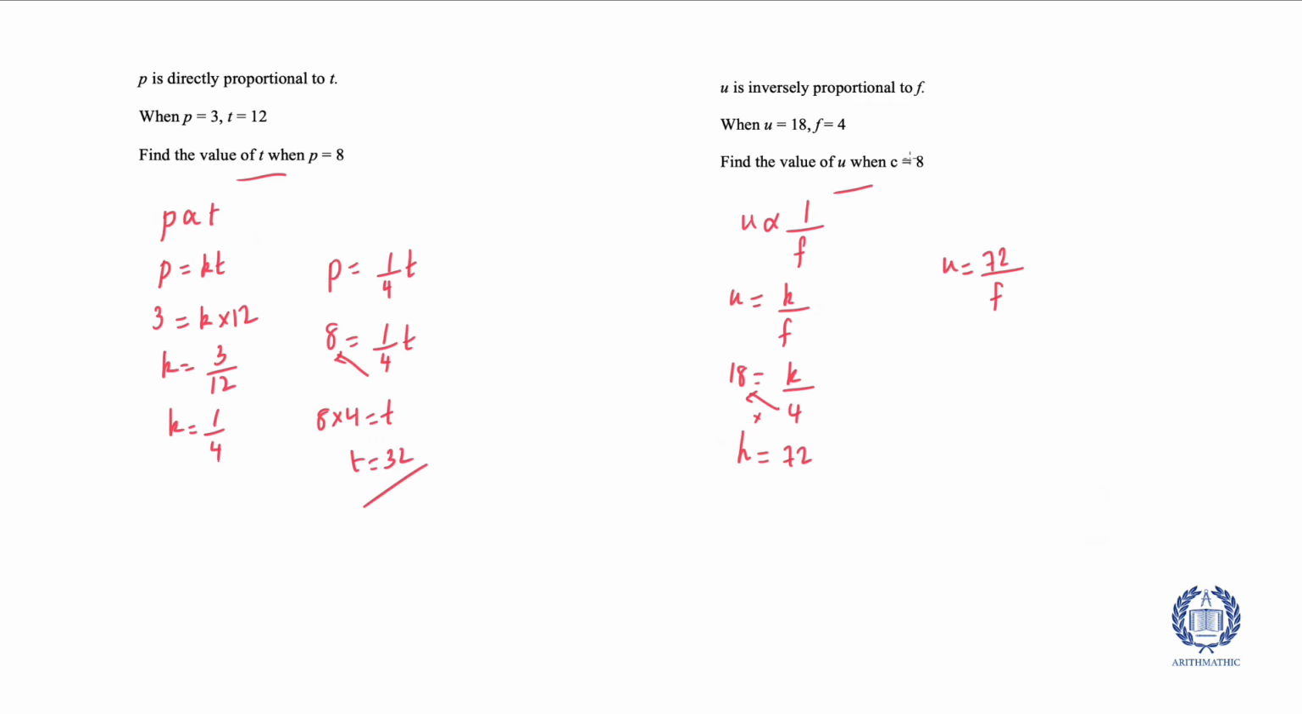And now we can find the value of U when C, why is it saying C here? That shouldn't say C. That should say F, my bad. Yeah, so that should have been saying F. So that means U is equal to 72 divided by F, which is 8. So U is equal to 9. So that is the answer that you should have got. Apologies for that. That should have been F. Okay, so if you've got that, great. If you haven't, check where you went wrong.